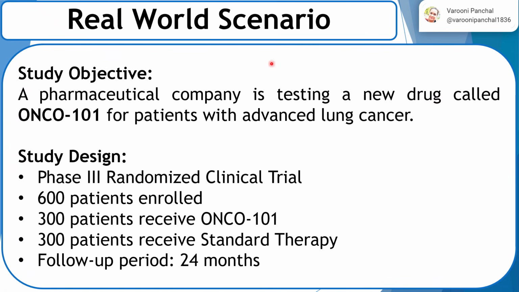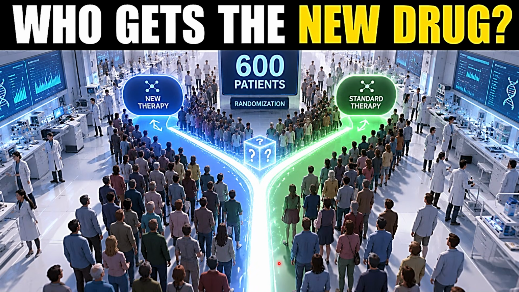Here's a real world example with a study objective. Say a pharmaceutical company is testing a new drug called ONCO101 for patients with advanced lung cancer. So the study design here is a phase 3 randomized clinical trial. 600 patients are enrolled. 300 patients receive ONCO101 treatment, and the other 300 patients receive standard therapy, and the follow up period is 24 months. Who gets the new drug?